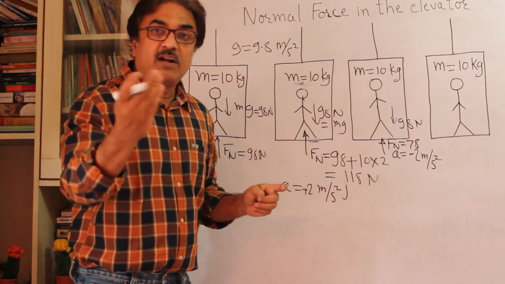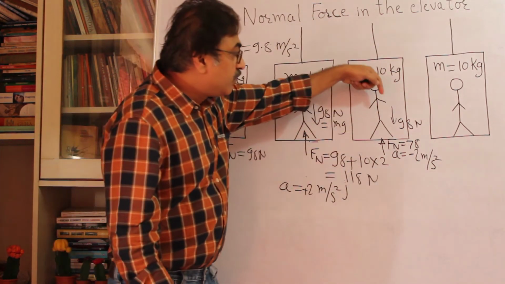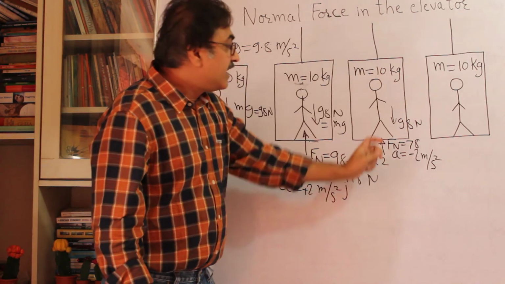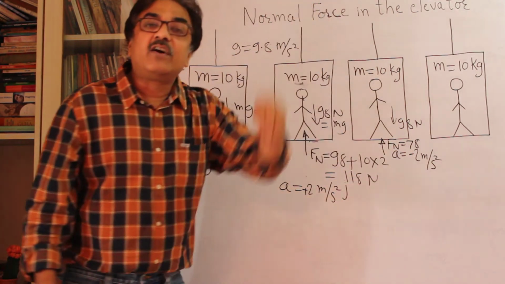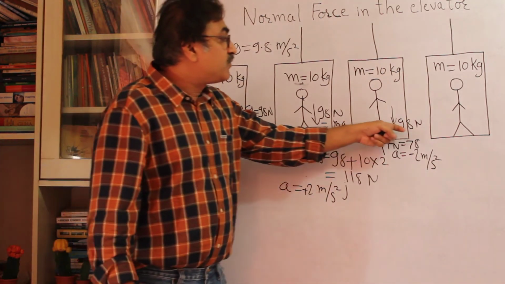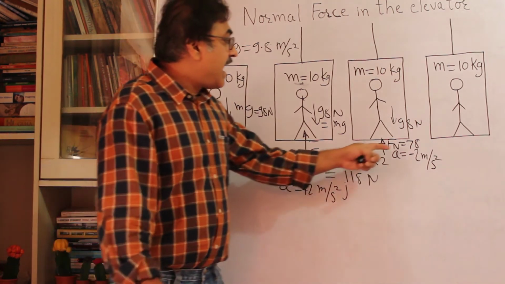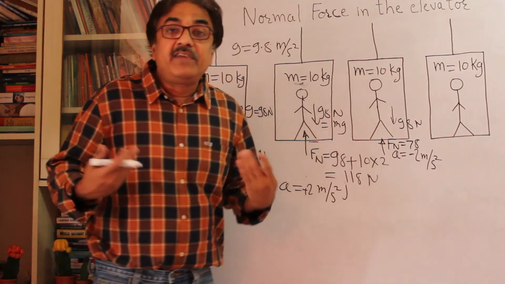So that net downward force is going to be 20 newtons, and net downward force is what? Second law of Newton, mass into acceleration. So net downward is 20, downward because of weight is 98, so upward has to be 78. So this person will feel lighter because his weight is 98, but what he is sensing, the normal reaction, is going to be 78, so he will feel lighter.